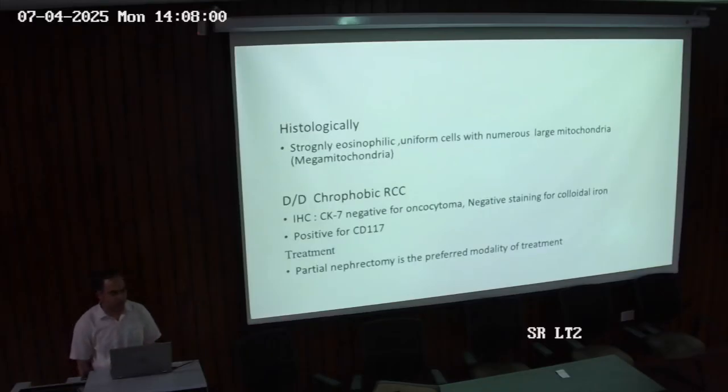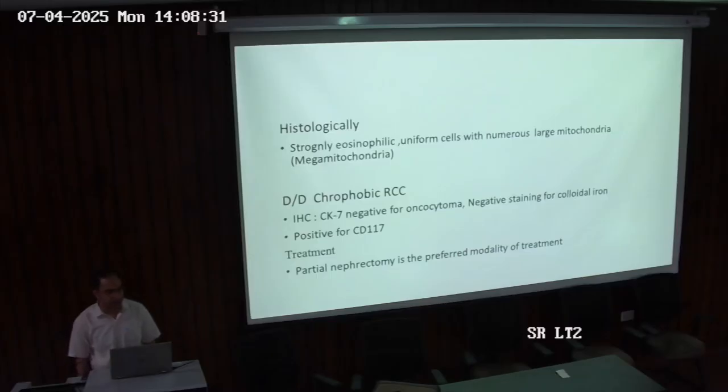On histology, the cytoplasm is strongly eosinophilic, with uniform cells with numerous large mitochondria. These are known as megamitochondria. So megamitochondria are seen in oncocytoma. The differential diagnosis is chromophobe RCC. The oncocytoma is negative for CK7 and negative for colloidal iron staining, and the oncocytoma is positive for CD117.